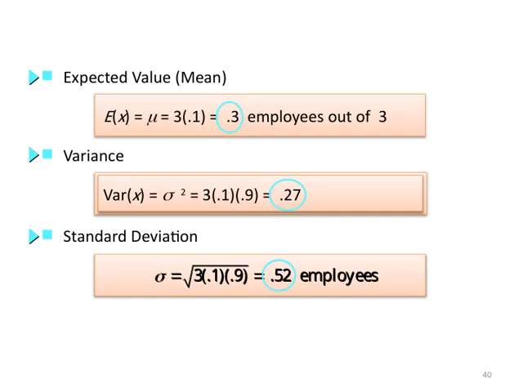Now, let's look at the key statistical measures for this scenario. The expected value, denoted as E[X] or mu, is calculated as 3 times 0.1, which equals 0.3 employees. This tells us that, on average, we expect about 0.3 employees in this context. Moving on to the variance, written as Var(X) or sigma squared, it's computed as 3 times 0.1 times 0.9, giving us 0.27. Variance gives us an idea of how much the number of employees might vary around that average.